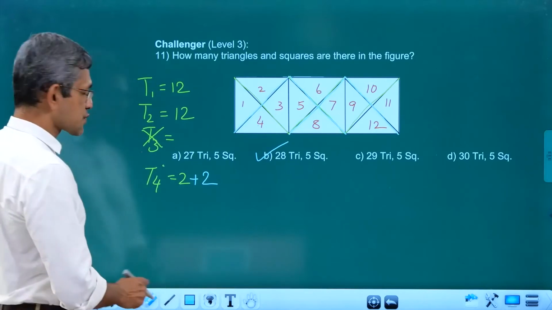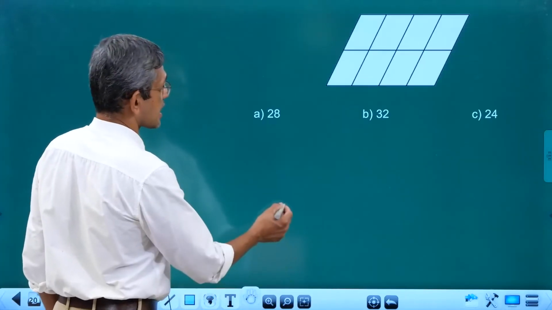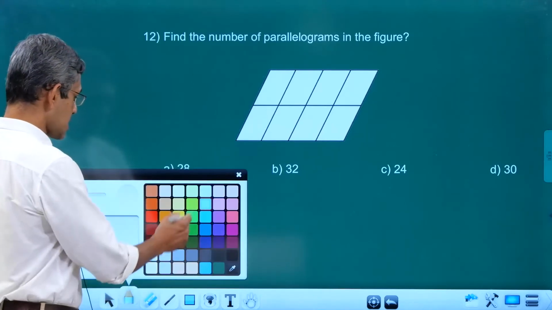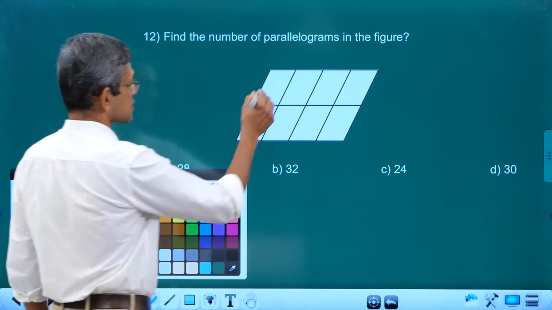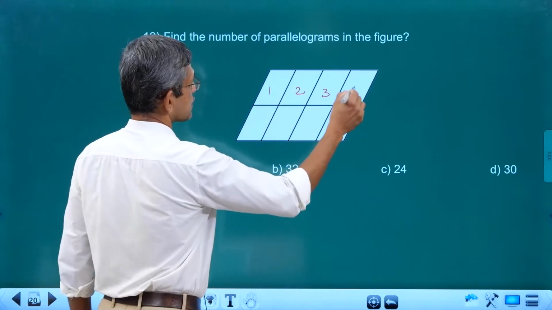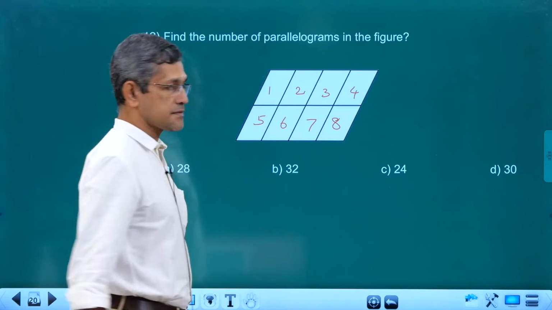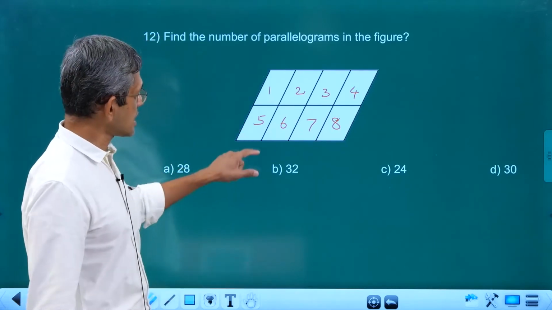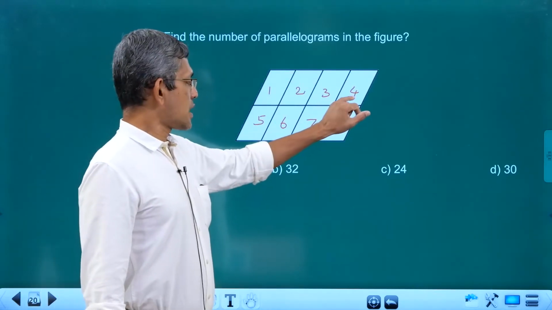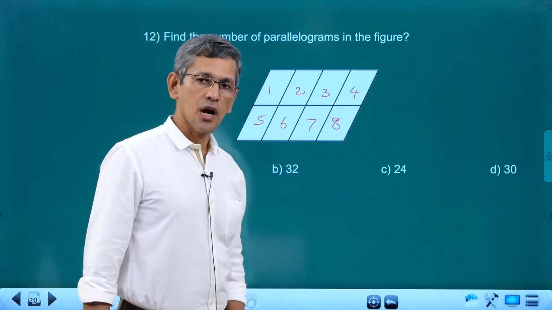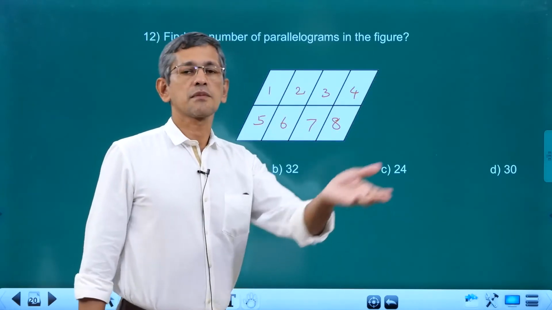Let's go for the next one. How many parallelograms do we have here? There are 2 ways of looking at that question. Either you mark the pieces 1, 2, 3, 4, 5, 6, 7, 8, so 8 pieces are there, and you can count 1 parallelogram at a time, we have 8. Then 2 parallelograms at a time, you can go for counting. That's a time-consuming way.